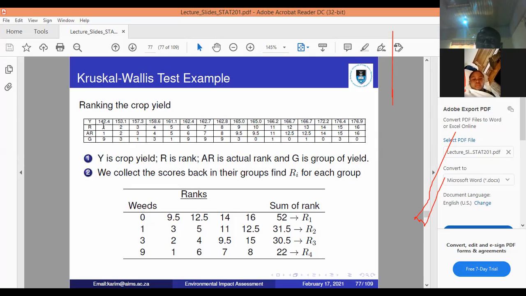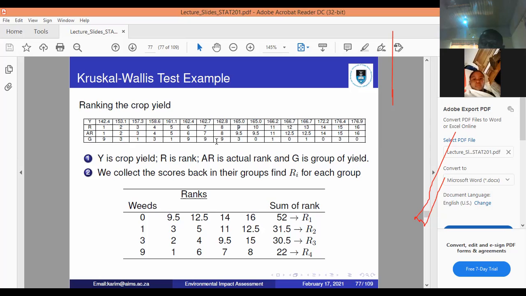But now where are these values coming from? Let's go to their groups. The smallest value here is from the group with weed length 9. This one is coming from the weed length 3. This one is coming from weed length 1. This one is coming from weed length 3. This one is coming from weed length 1. This one is coming from weed length 9.